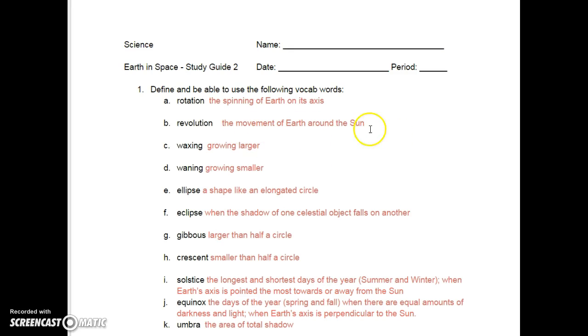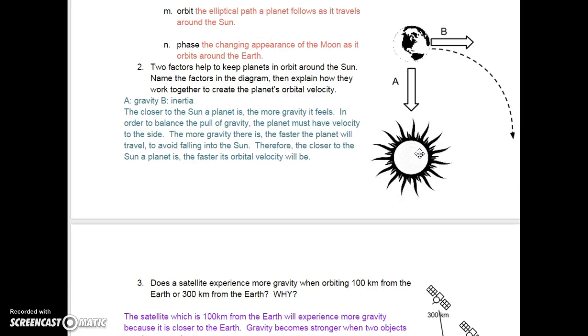We're starting here with vocabulary. I'm not going to read all of this vocabulary to you. I think that you are perfectly capable of writing it down yourself and checking your answers. We're going to move next to question 2.